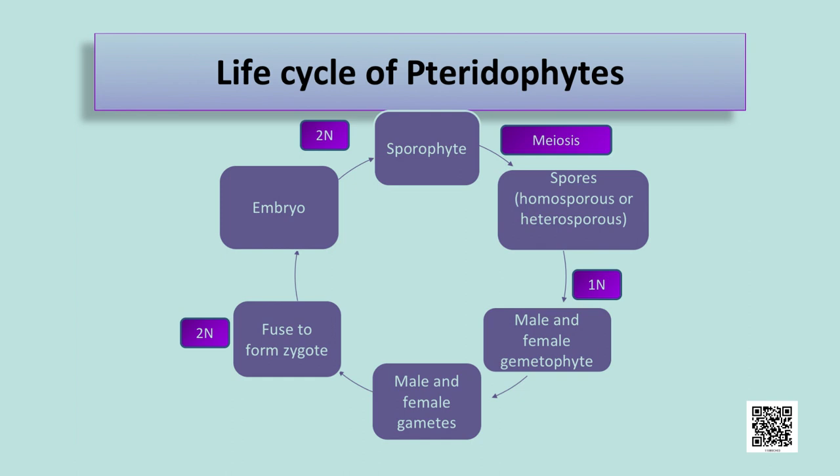Let us now recapitulate the whole thing in the form of a life cycle. The main plant body here is the diploid sporophyte. They produce spores by meiosis on sporophylls. These spores can be homosporous or heterosporous. The spores germinate to form male and female gametophyte. This gametophyte produces male and female gametes. Gametes fuse to form zygote, which is diploid. The zygote develops into embryo and then to sporophyte.